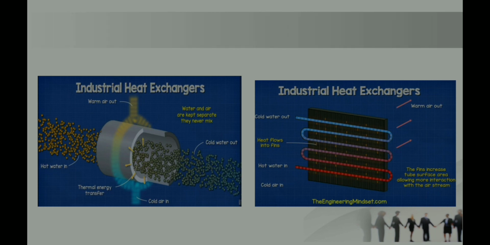So in the next picture, we can understand clearly how thermal energy is transferred. When hot water enters the tube, and cold air contacts it, both the air and water will not mix with each other. They will be kept separate. So the energy is transferred, like hot water into cold water and the cold air into a warm air outlet. So in this picture, we can clearly understand how water and air are kept separate and they never mix. Only the energy is transferred.